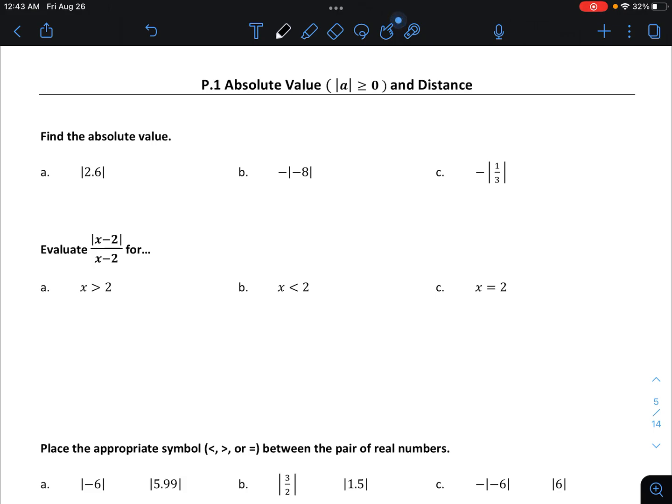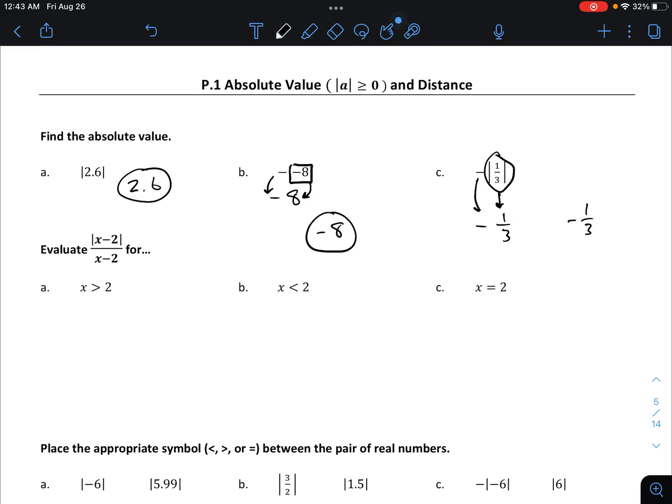All right, so if I'm looking for the absolute value of 2.6, that's just 2.6. This is going to be the negative 8, right? Because the absolute value of negative 8 becomes positive, and then I bring down the negative there, so the answer is negative 8. And here, this absolute value of 1/3 is just 1/3, and then again, we have to bring down the negative, so negative 1/3 is the answer there as well.